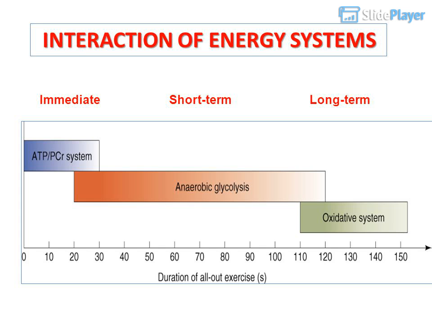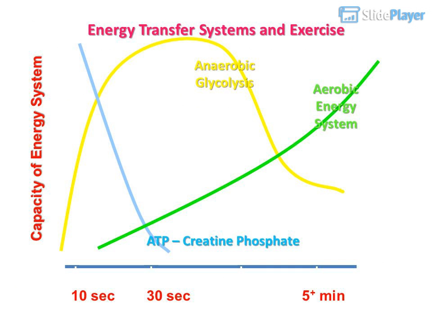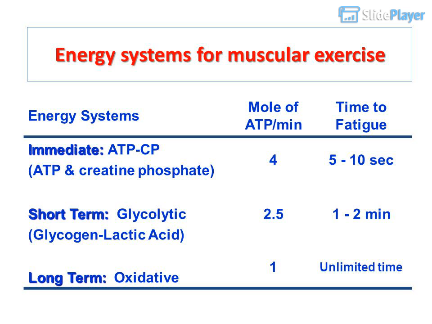Immediate, short-term, long-term energy transfer systems and exercise. 100% capacity of energy system. Anaerobic glycolysis. Aerobic energy system. ATP-creatine phosphate. 10 seconds. 30 seconds. 2 minutes. 5+ minutes. Exercise time. Energy systems for muscular exercise.